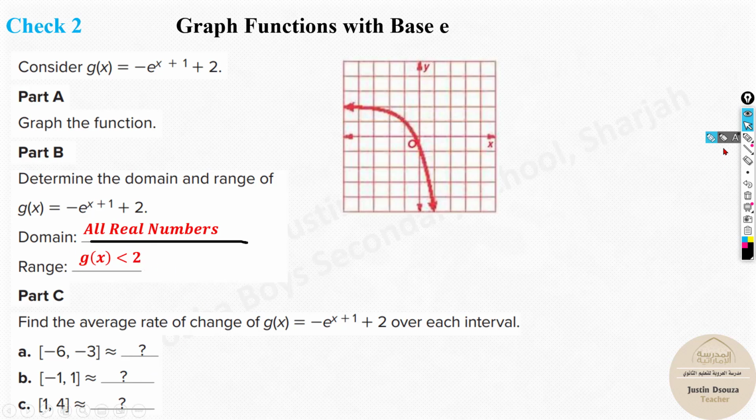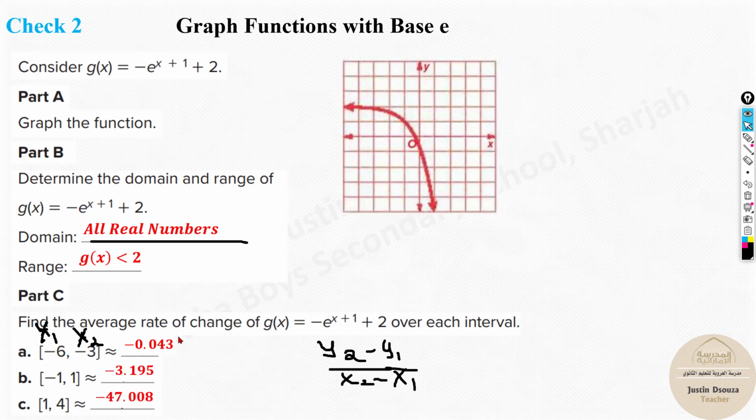How do we find average rate? This is x1, this is x2, and all you need to do is substitute this in this particular equation, and then find y2 minus y1 divided by x2 minus x1. Please do try it, solve it, and then check the answer. You will get these particular answers. Okay, this is how we easily solve it.